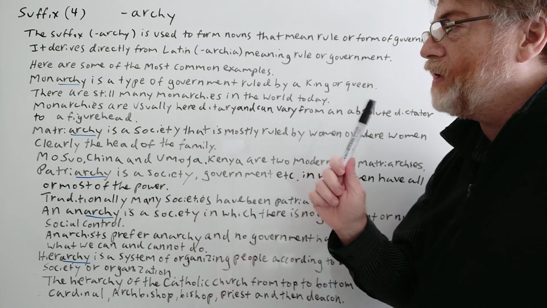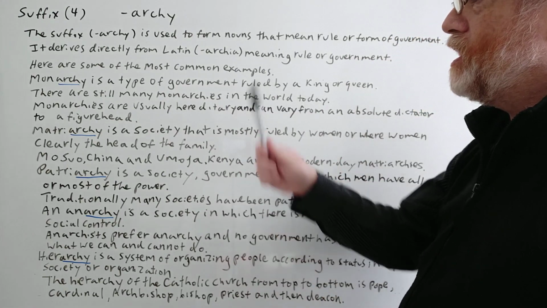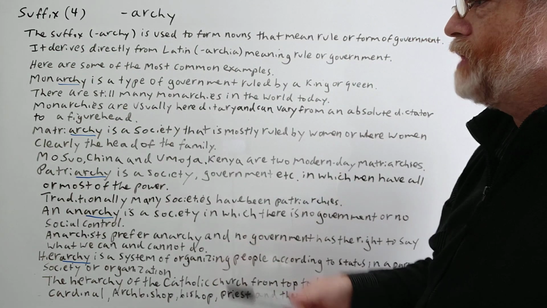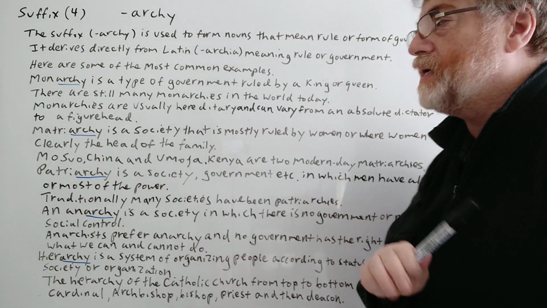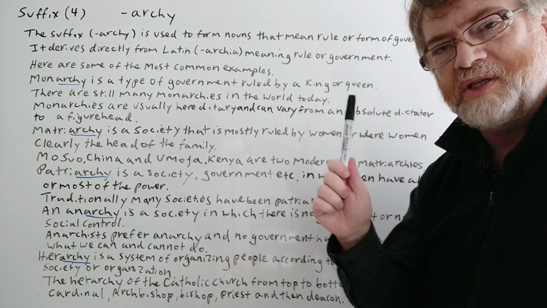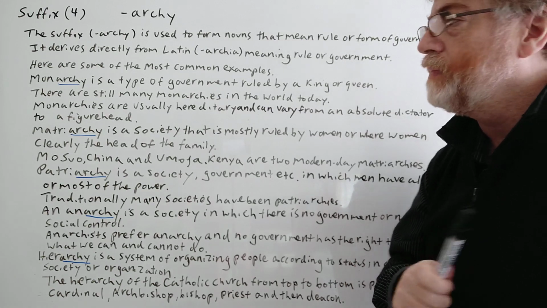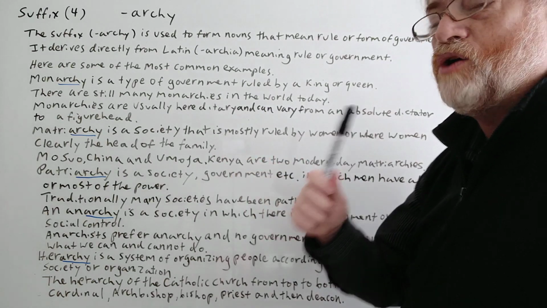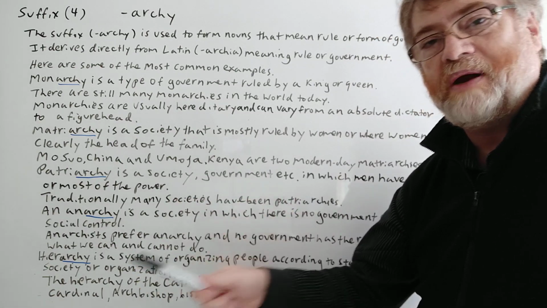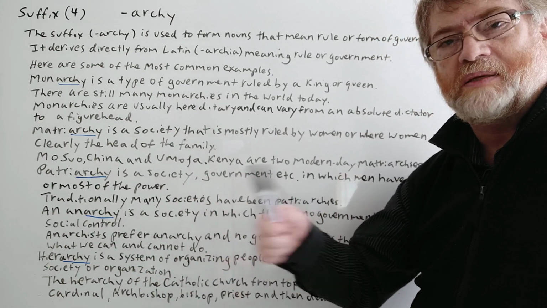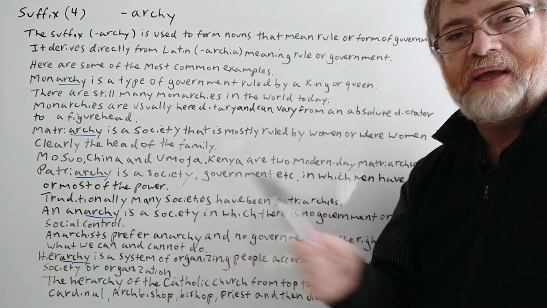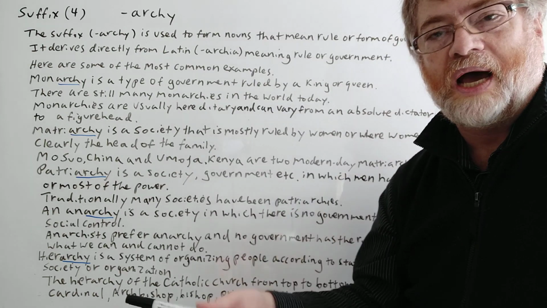Today probably number one that we often hear is monarchy. Monarchy is a type of government ruled by a king or a queen, so it definitely has a royal family. We have a couple of example sentences for this. There are still many monarchies in the world today, even though most governments are not, but there's still quite a few. Monarchies are usually hereditary, meaning that the children usually will take over after the parents.